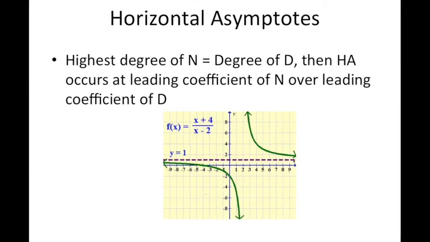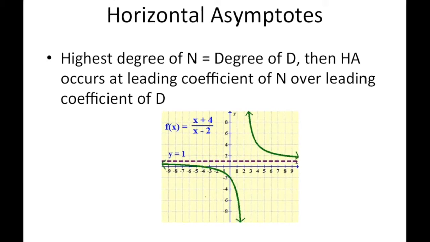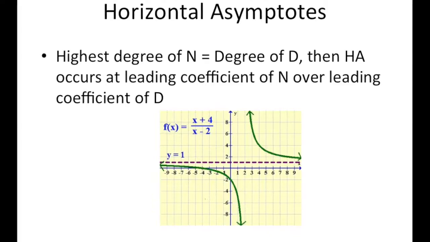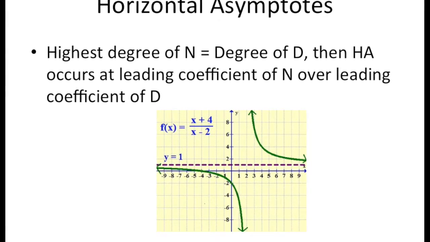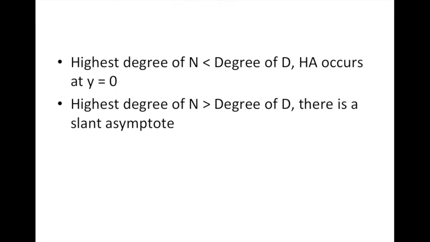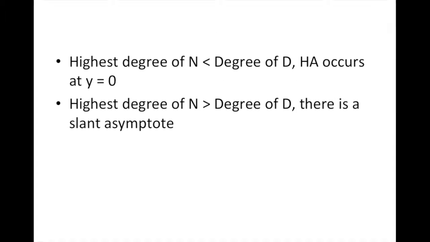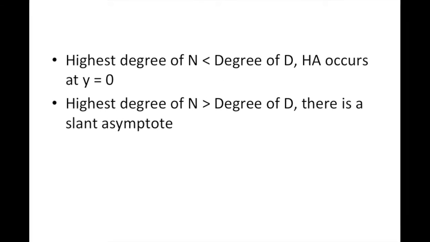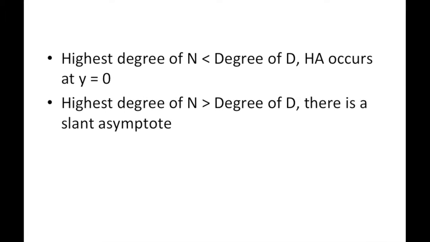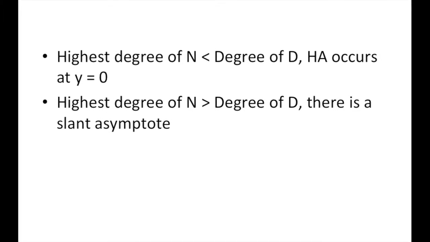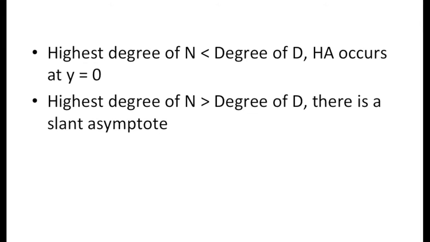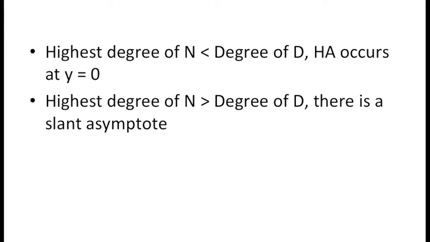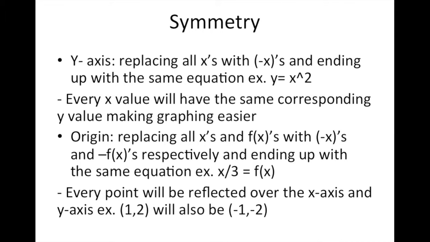If the highest degree of the numerator equals the degree of the denominator, then the horizontal asymptote occurs at the leading coefficient of the numerator over the leading coefficient of the denominator. If the highest degree of the numerator is less than the highest degree of the denominator, then the horizontal asymptote occurs at y equals 0. If the highest degree of the numerator is greater than the highest degree of the denominator by 1, then there is a slant asymptote.